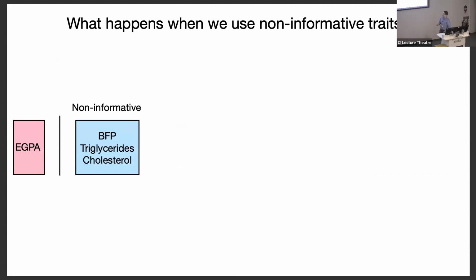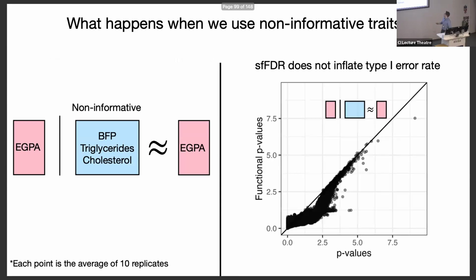So first, we wanted to answer the question, what if we just throw in the non-informative data in this rare disease study? You should approximately get the p-values of where there's signal. And we see on the y-axis, we have the functional p-values. On the x, we have the regular. And it's approximately the same, and particularly where there's actually signal. So that's good.